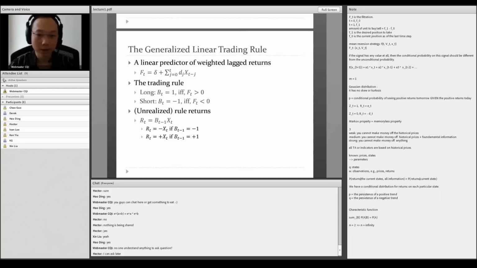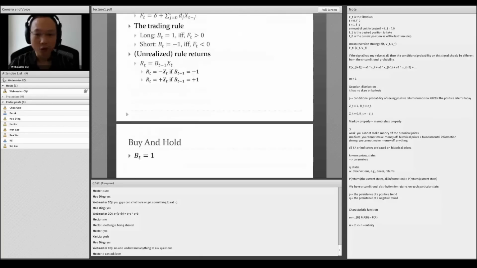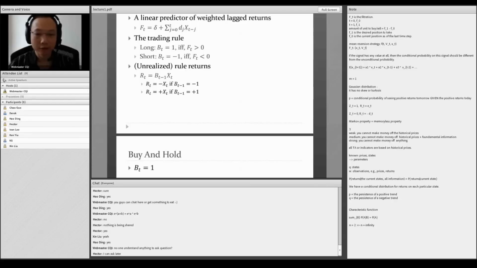So the buy and hold strategy fits this picture as well. For the buy and hold strategy, you just set F_t equal to 1, so you always buy, regardless of what the historical prices are. So B_t equal to 1, same as F_t equal to 1. If you set F_t equal to 1, then this is the buy and hold strategy. So the buy and hold strategy will fit this framework of technical indicators, this family of linear technical indicators.